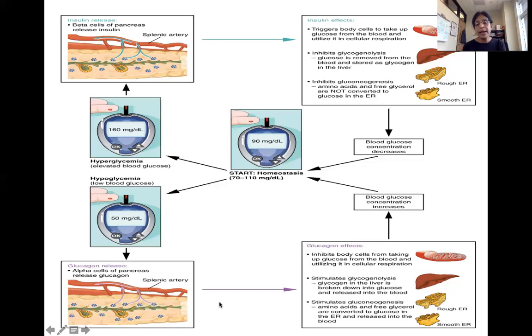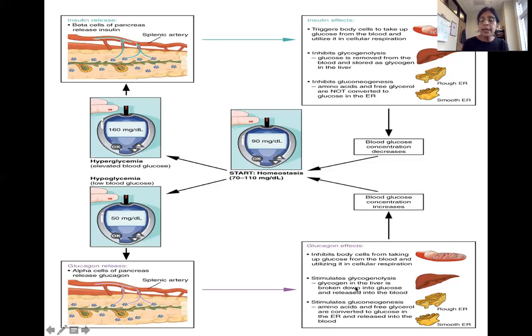Now we will look at the other half of this picture. The situation is where blood glucose levels are lower than normal, 50 milligram per deciliter. Okay, the normal range, by the way, is 70 to 110 milligram per deciliter. All right, so when blood glucose levels are low, you would release glucagon from the alpha cells of the pancreas. Now, what glucagon does when it's present is summarized here. It inhibits body cells from taking up glucose from the blood and utilizing it in cellular respiration. So you do not want to move glucose into the cell. You want to leave it in the blood.